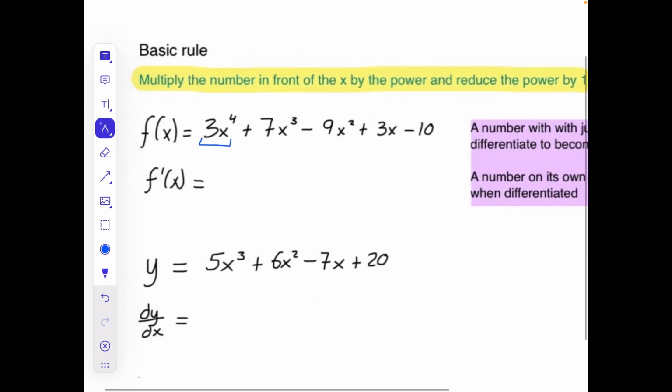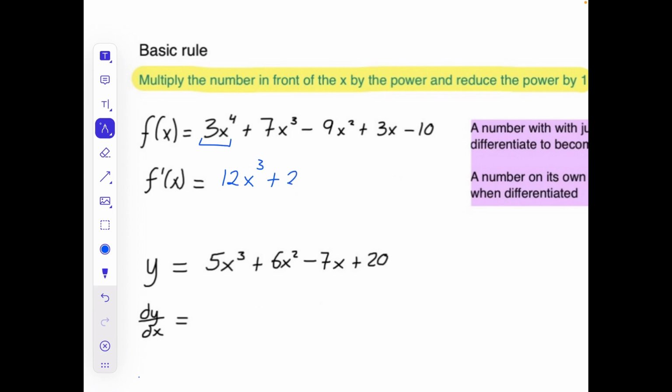Okay, so I'm going to focus on this 3x to the power of 4 here. I'm going to multiply the number in front of the x by the power. So our power is 4. So I'm going to multiply 3 by 4. That's going to give me 12. And then I'm going to reduce the power by 1. So instead of x to the power of 4, it's going to be x to the power of 3.